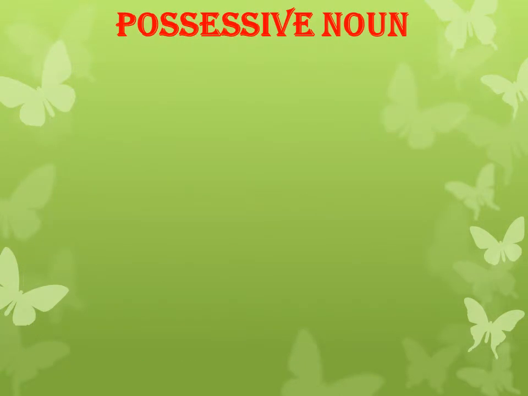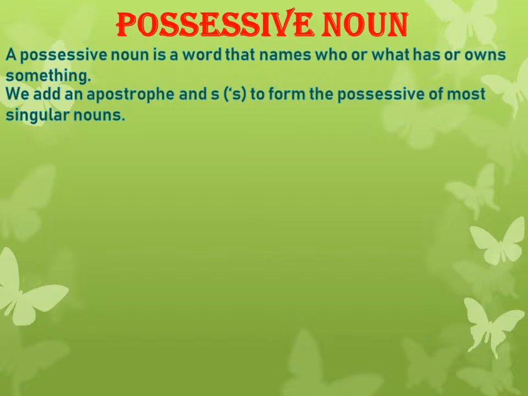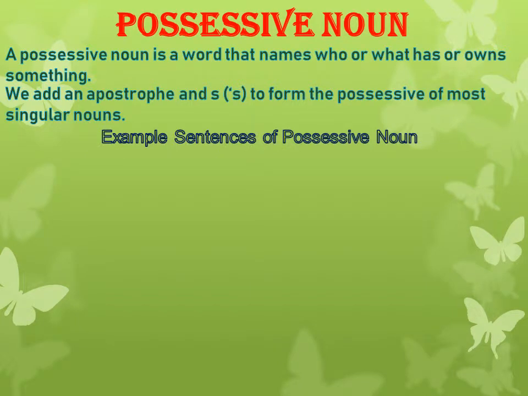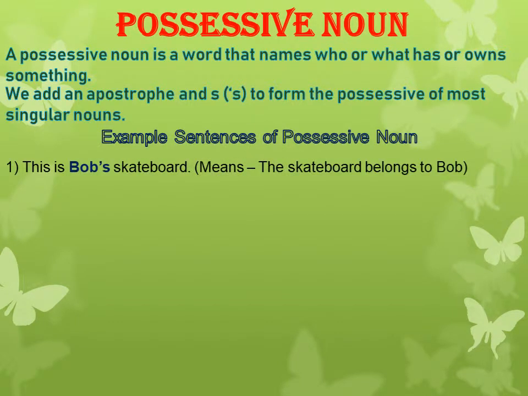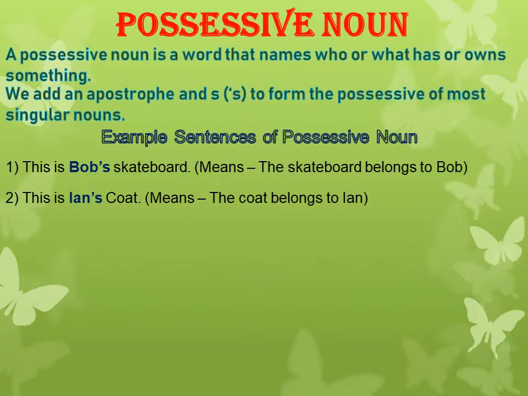Possessive noun. We add an apostrophe and s to form the possessive of most singular nouns. Example sentences of possessive noun. 1. This is Bob's skateboard. Means the skateboard belongs to Bob. 2. This is Ian's coat. Means the coat belongs to Ian.